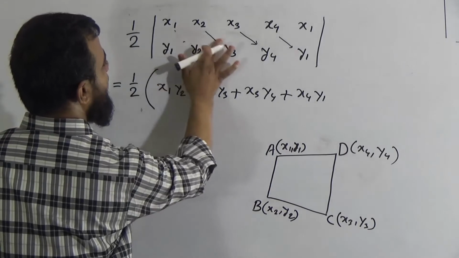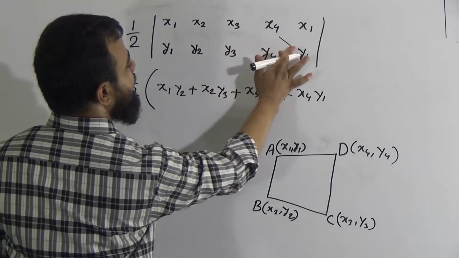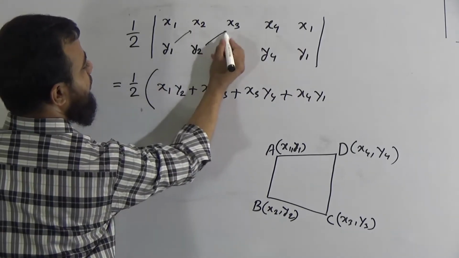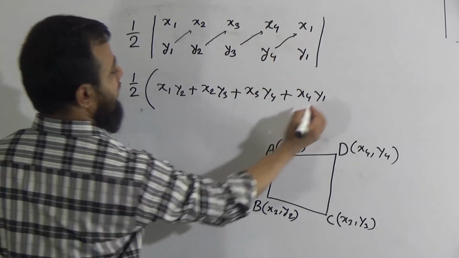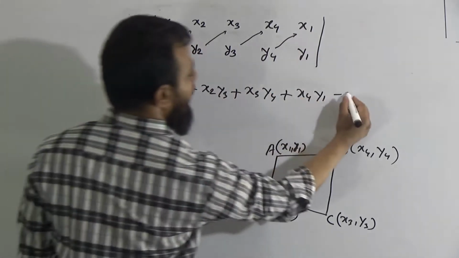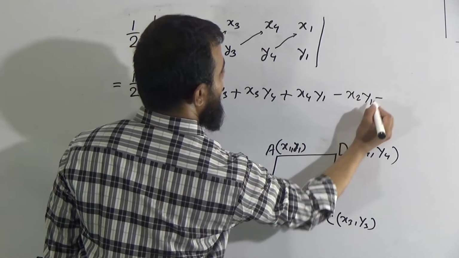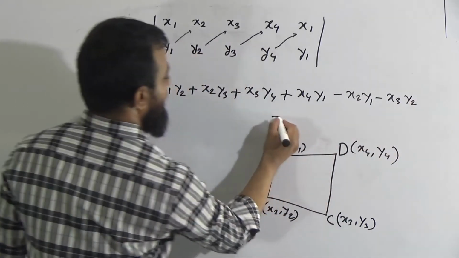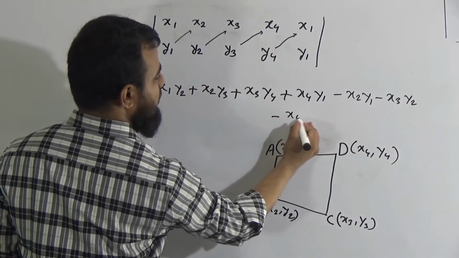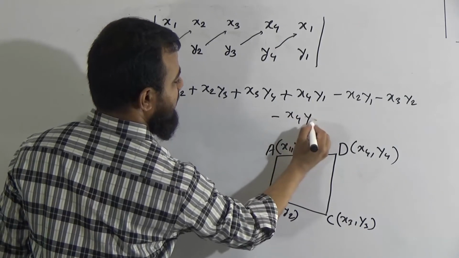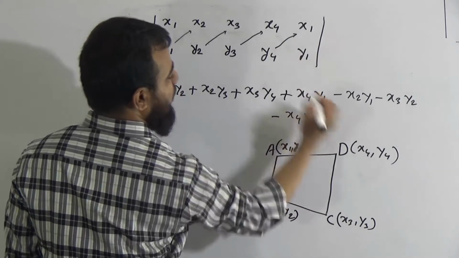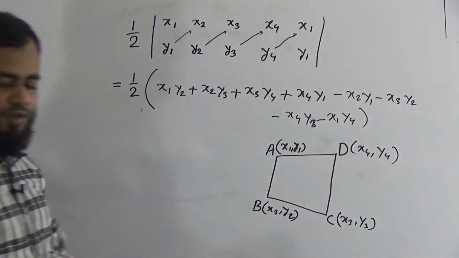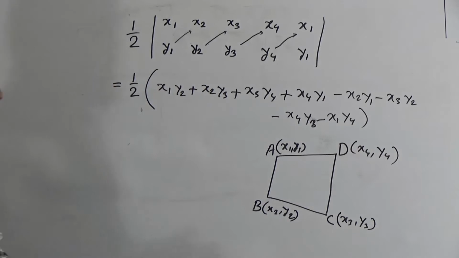Again we should go left to right from bottom to top. It will take a negative sign. That means when we go this way, it will get a negative sign. That means minus x2 y1 minus x3 y2 minus x4 y3 minus x1 y4. I hope you have understood how to find out the area of the quadrilateral.